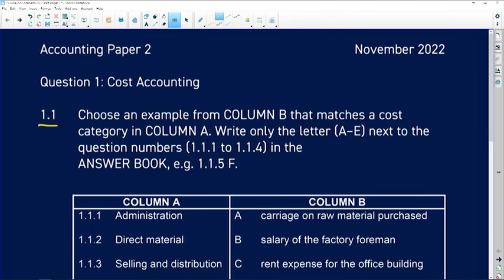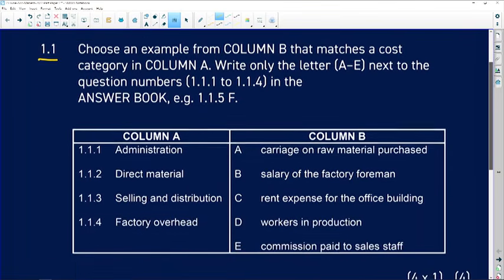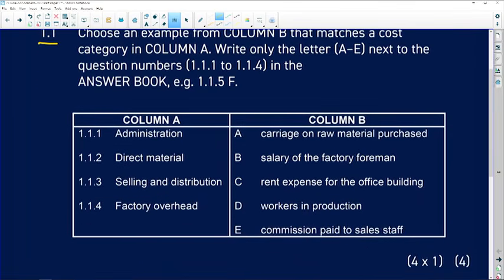Right, so 1.1, choose an example from column B that matches a cost category in column A. Write only the letter A to E next to the question numbers in the answer book. And they're giving you an example. So from column A, obviously we've got all our cost categories: administration, direct material, selling and distribution, and factory overheads.